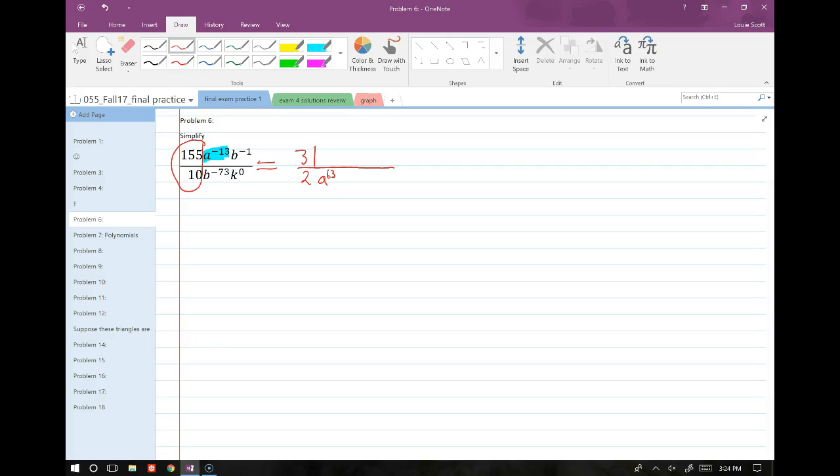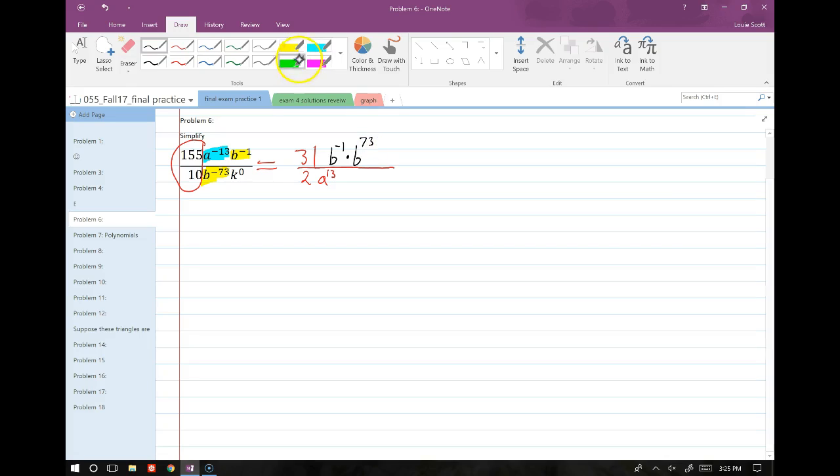Okay, so now I'm going to handle the b variables. So I have 2 negative numbers on my variables. So I'm just going to take the larger number and flip it to the top, right? And so I have b to the negative 73. I'm just going to keep b to the negative 1 up here for now, and I'm going to flip b to the negative 73 up to the top. So it now becomes b to the positive 73.